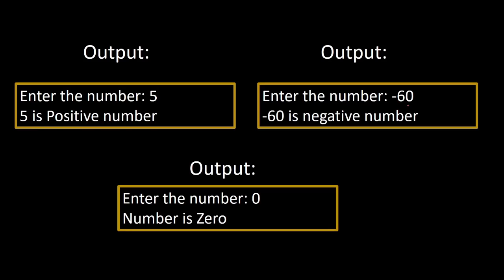Now if we enter a negative number, say we enter minus 60, as you know minus 60 is a negative number, so we should be getting the output as minus 60 is negative number. And if you enter 0, then we should be told that number is 0.